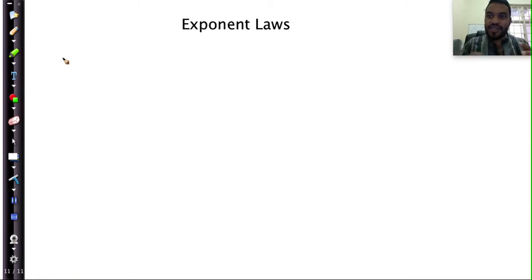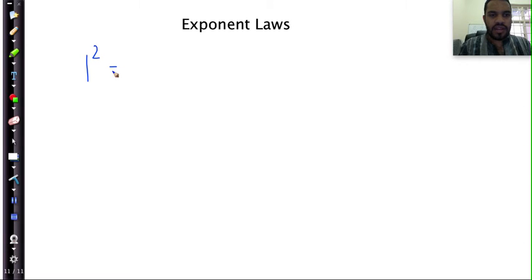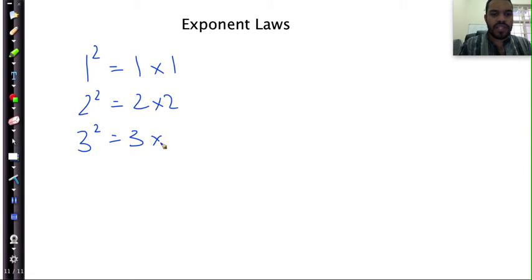Exponentiation is to multiplication what multiplication is to addition. For example, multiplication, you just repeat addition. When we talk about exponentiation, all we do is repeat multiplication. So let us look at that. If I talk about 1 squared, you know 1 squared is 1 times 1. 2 squared is equal to 2 times 2. 3 squared is equal to 3 times 3. What about 4 squared? That is equal to 4 times 4.